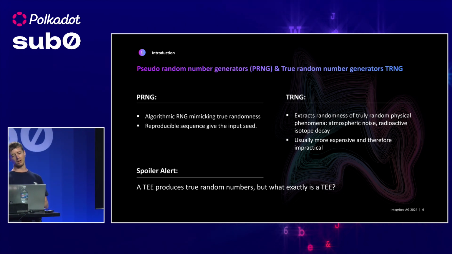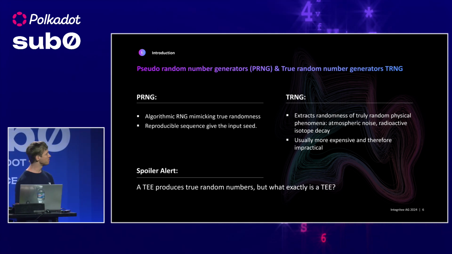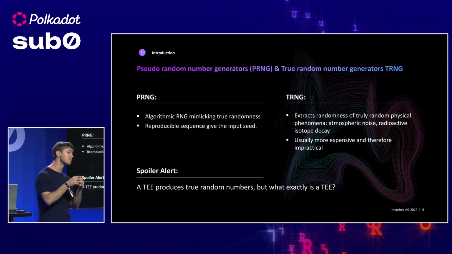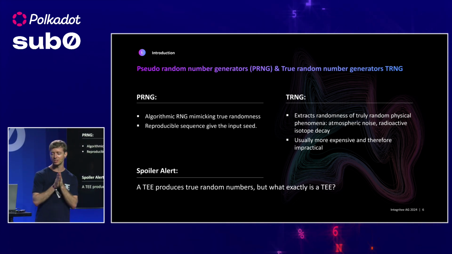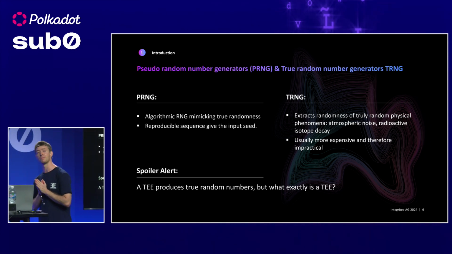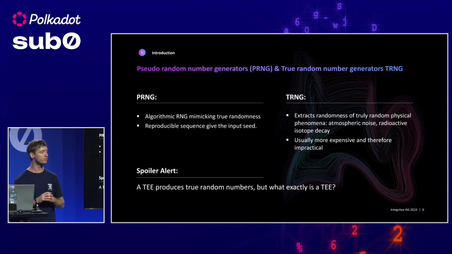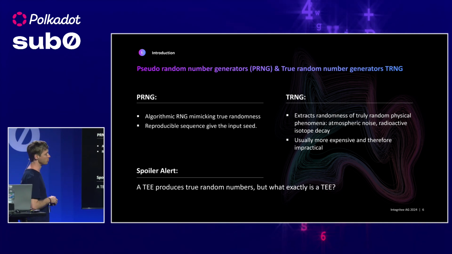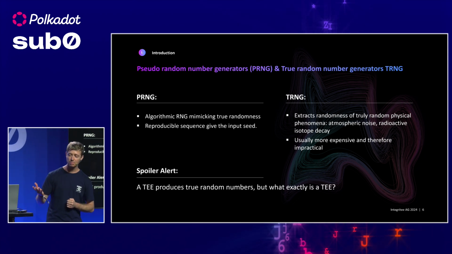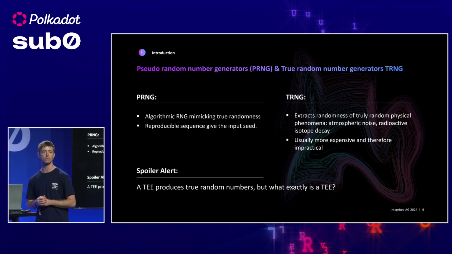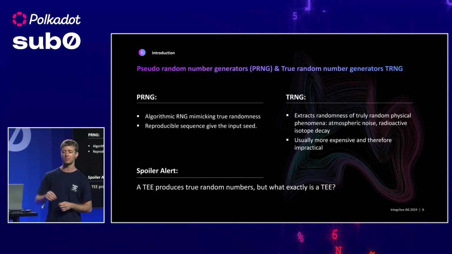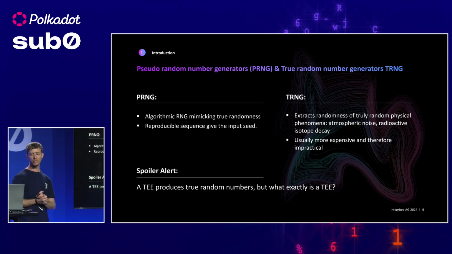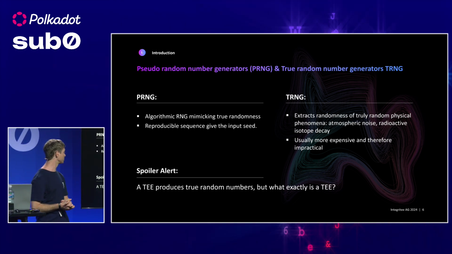Then true random number generators provide truly random outputs or samples, mostly based on physical phenomena like atmospheric noise or radioactive isotope decay. In CPUs, they mostly use some kind of sensors that measure something in the environment, like temperature. They are usually more expensive and therefore a bit more impractical.